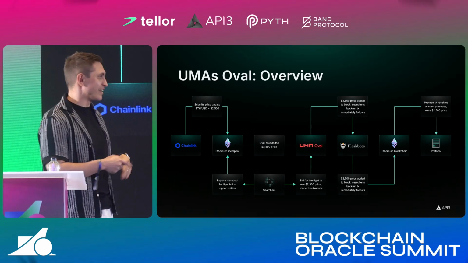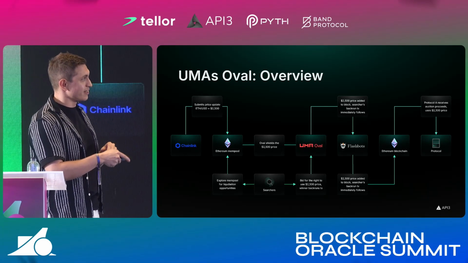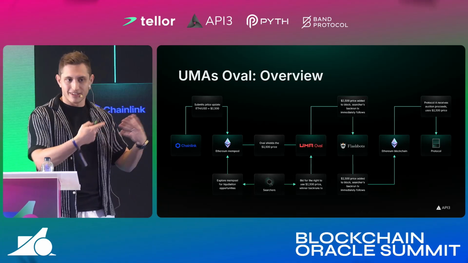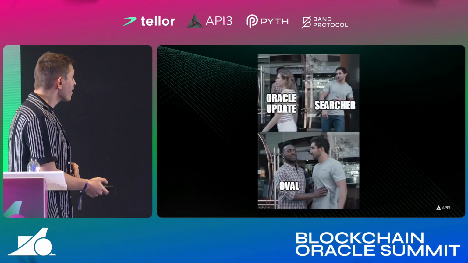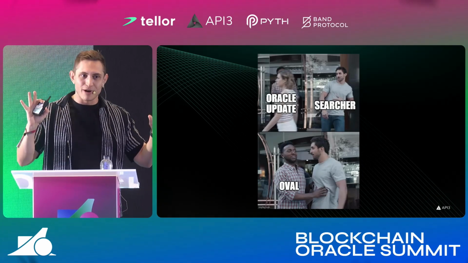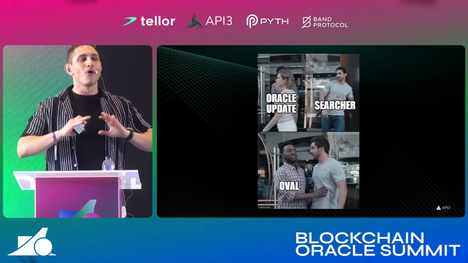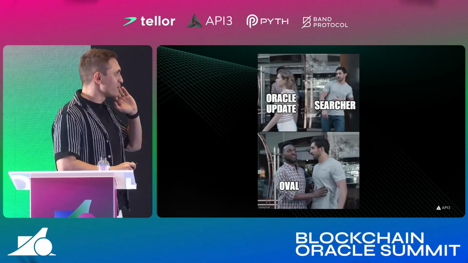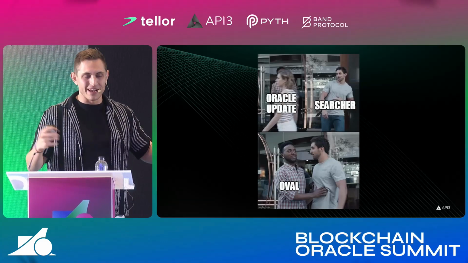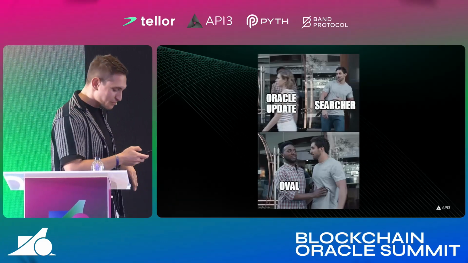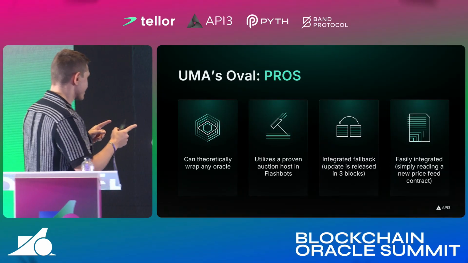Just the gist of it. And then basically the price gets released, the liquidation is possible, and the value gets distributed. I always have a small picture that somehow tries to explain it in an easier way. So you have a searcher, they see the Oracle update, and Oval just kind of blocks them until the right is sold. What is good about this?